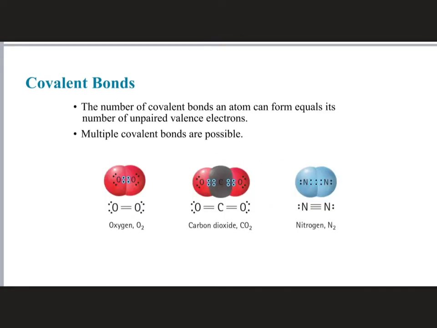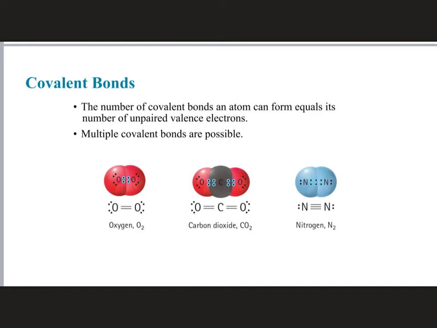Now, continuing our discussion of covalent bonds, we've already seen the number of covalent bonds an atom can form equals the number of unpaired valence electrons. Now here's something that's new. Multiple covalent bonds are possible. Let's consider oxygen. Oxygen can bond to itself and form an O2 molecule. So 2 oxygen atoms bond together and form an O2 molecule.